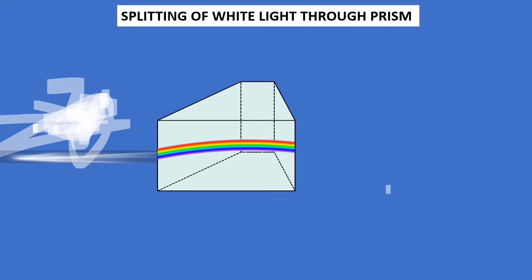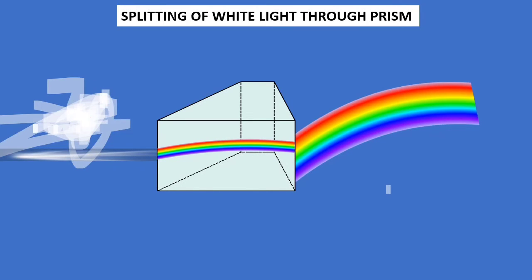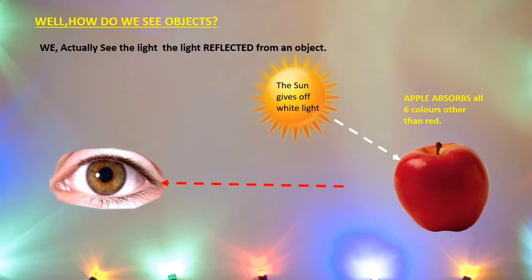Now let me show you how the splitting of white light occurs through the prism. First, the white light comes, as you saw here. Second, the light reflects. You saw it? Well, how do we see objects? I will have a separate video on the structure of the human eye, and it will come later. Let's understand how we see the light reflected from an object.